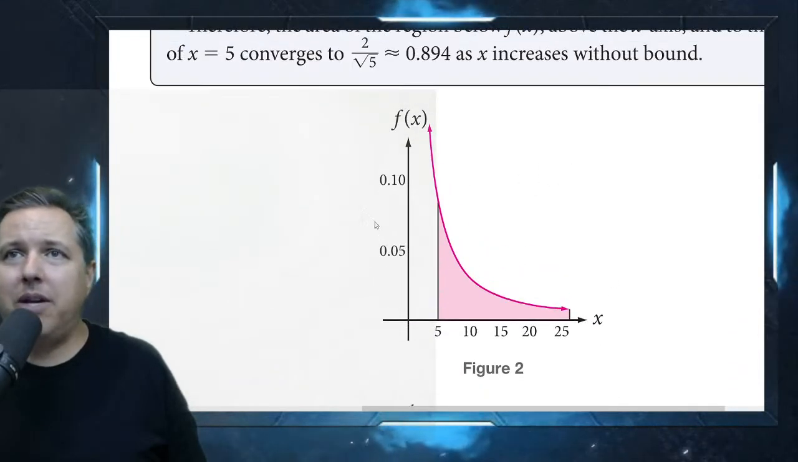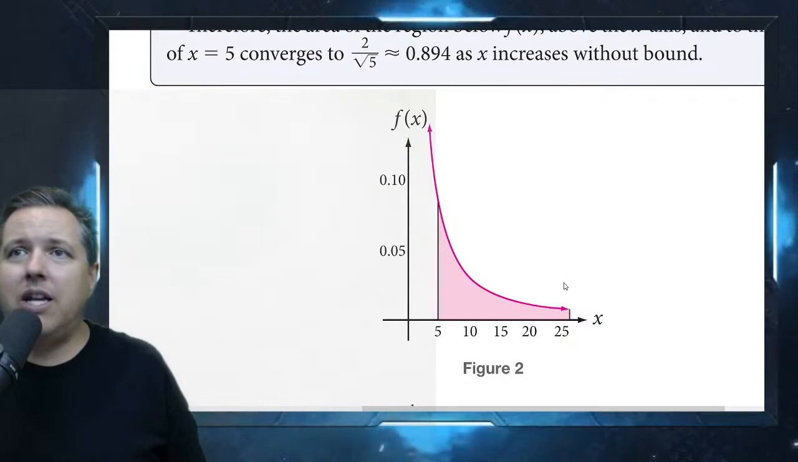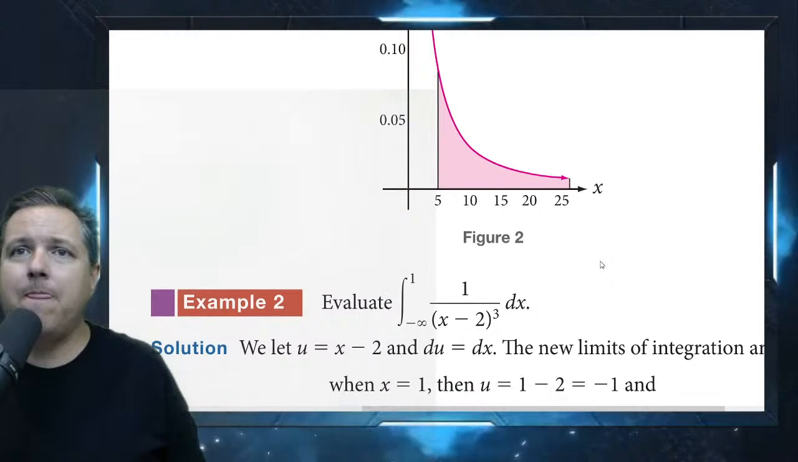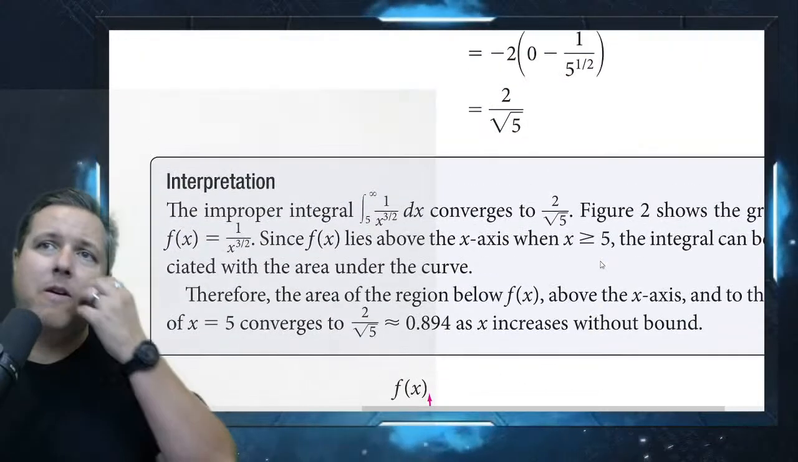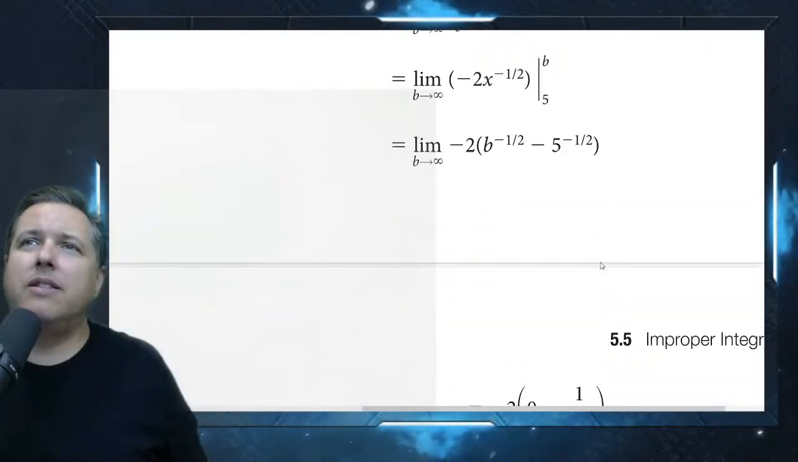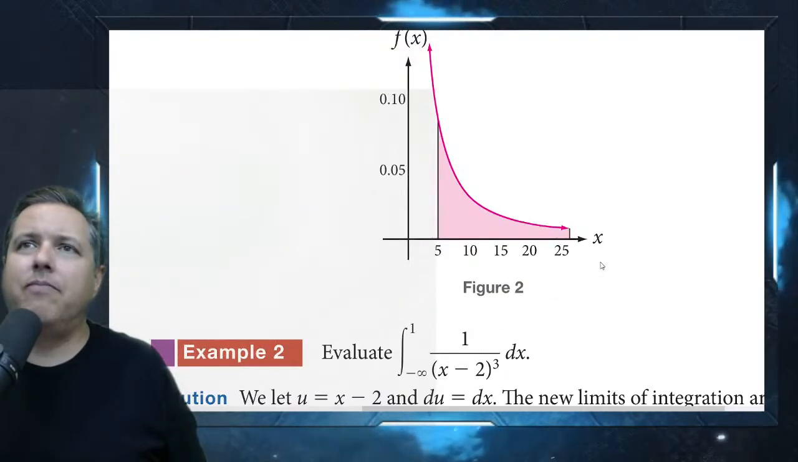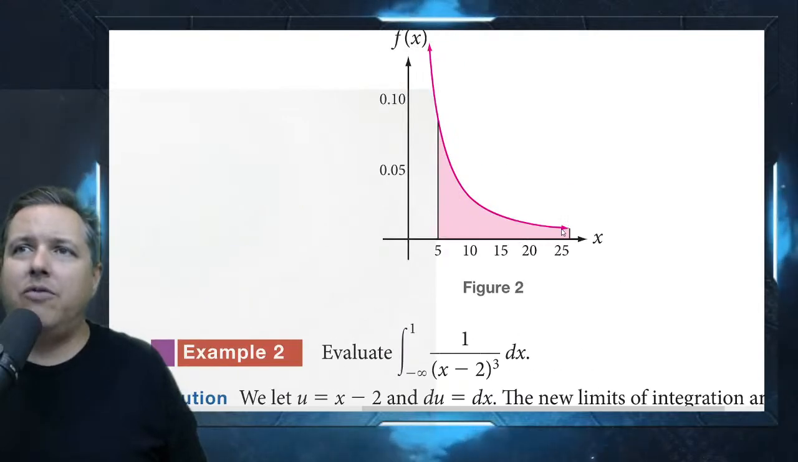Right, and here's a picture that sums up what we were looking at. This is that area. I think that's this area. 1 over x to the 3/2, that seems right. Yeah, from 5 to infinity, right?